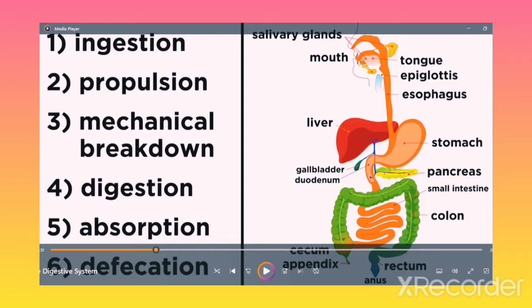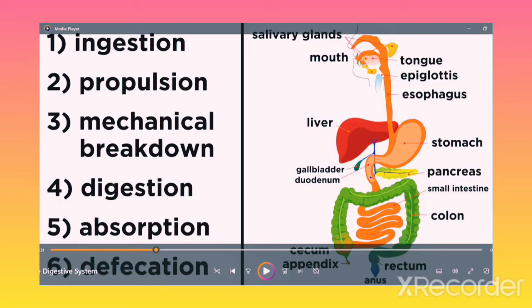And the final process is defecation, also called elimination. Now, food substances that have been eaten but are not digested and absorbed are excreted from the alimentary tract as feces, and thereby the process called defecation. So, this is in short the review of the functions of the digestive tract.